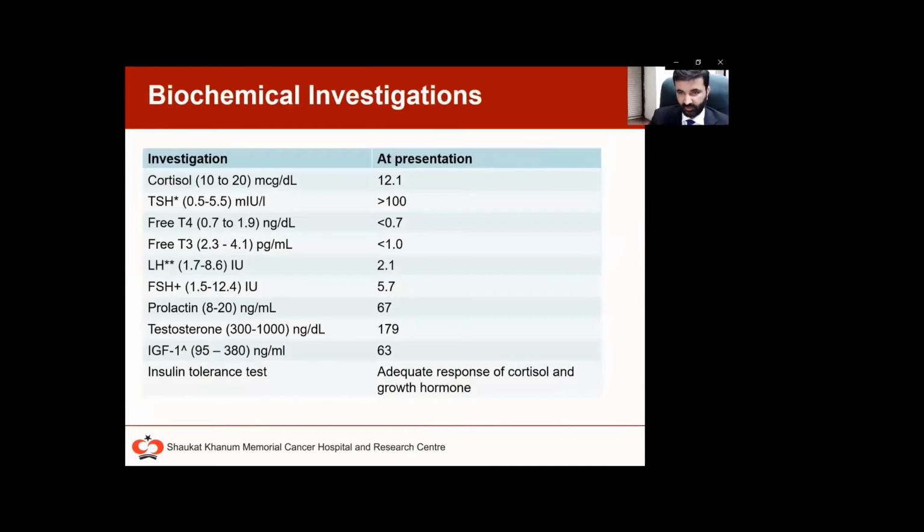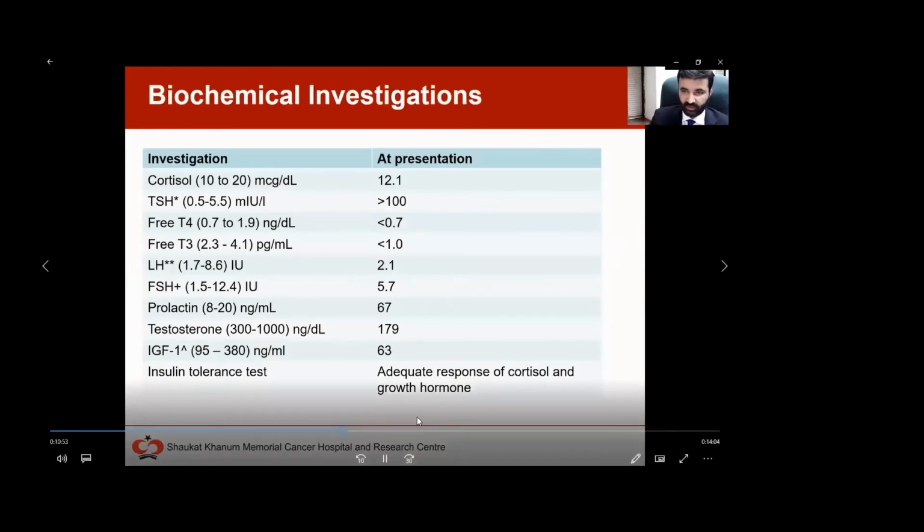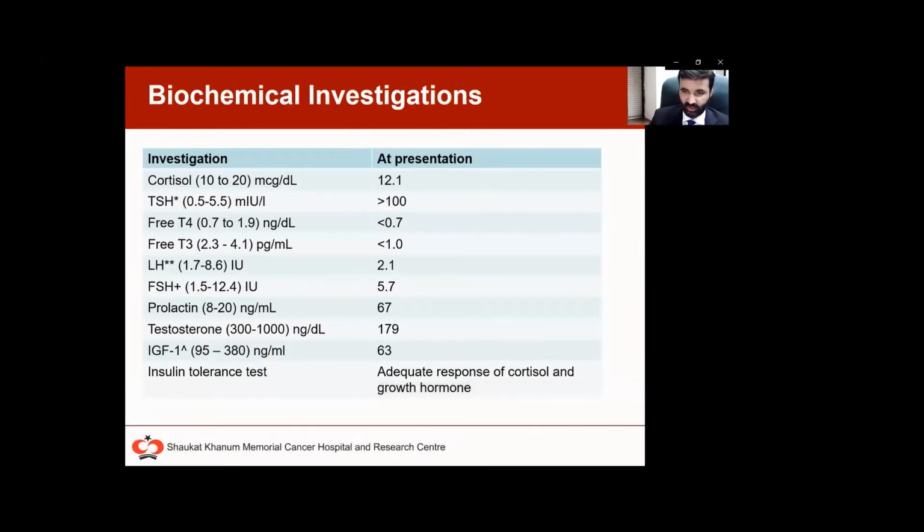I then take you to the biochemical investigations of this patient. I give you a minute to go through the investigations, but the interesting thing is that almost all the pituitary hormones look low. However, the TSH is significantly high. So we are dealing with a situation where you have pan-hypopituitarism, except profound primary hypothyroidism. With these findings, we then completed an insulin tolerance test, which showed an adequate response for cortisol and growth hormone.